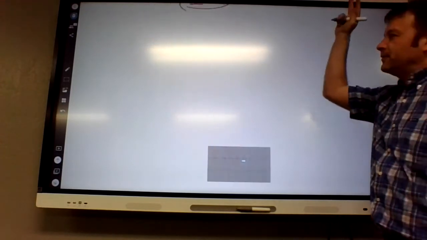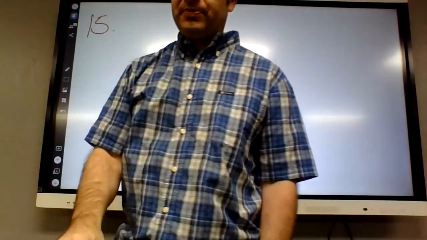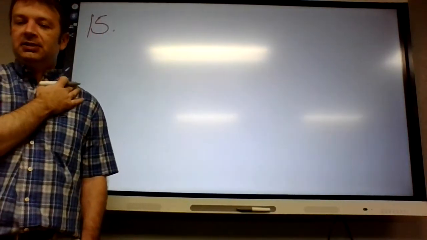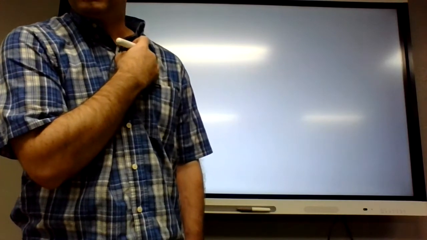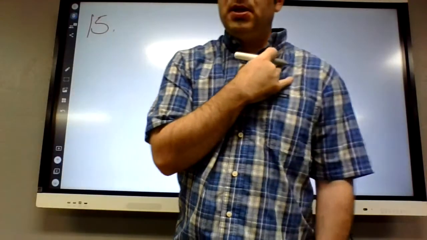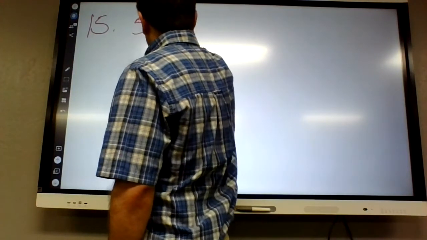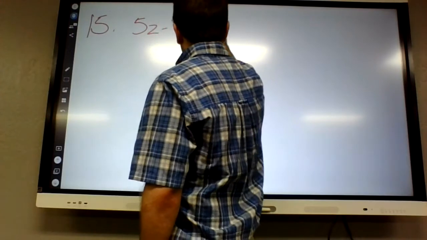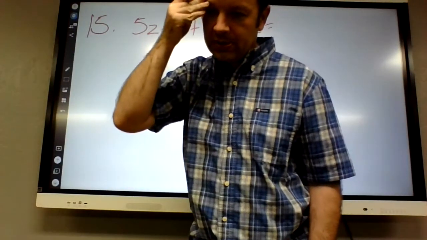All right, number 15. Actually, maybe not copy down. What would be the first step on 15? Distributive property. What's 3 times z plus 4? 3z plus 12. I guess I'll just write that down. So we have 5z minus 8 plus 3z plus 12 equals negative 36.